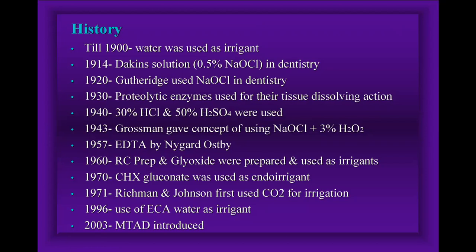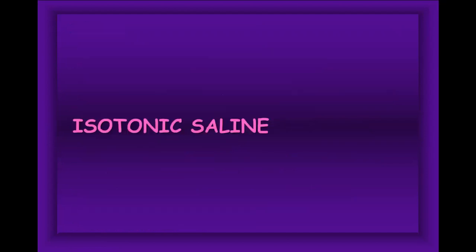Then in 1957, EDTA by Nygaard was given. In 1960, RC-Prep and Glyoxide were prepared and used as irrigants. In 1970, chlorhexidine gluconate was used as an endo-irrigant. In 1971, Buchman and Johnson first used carbon dioxide for irrigation. In 1996, use of ECA water as irrigant was done, and in 2003, MTAD was introduced.